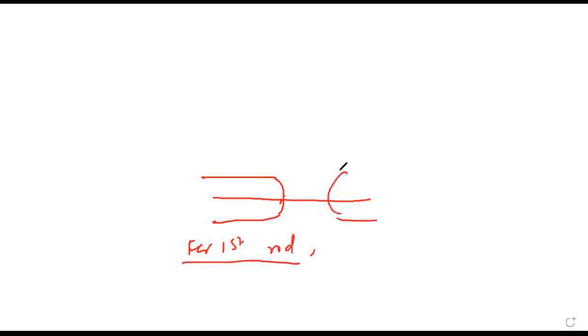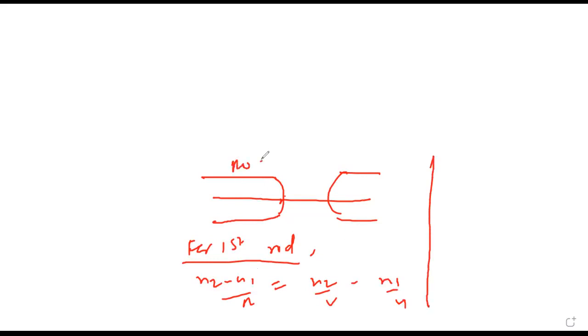So this rod will behave like a single spherical surface. For the first rod, I can use the single spherical surface formula. For a single spherical surface, we know n2 upon v minus n1 upon u equals n2 minus n1 upon r. This is the first rod, S1.